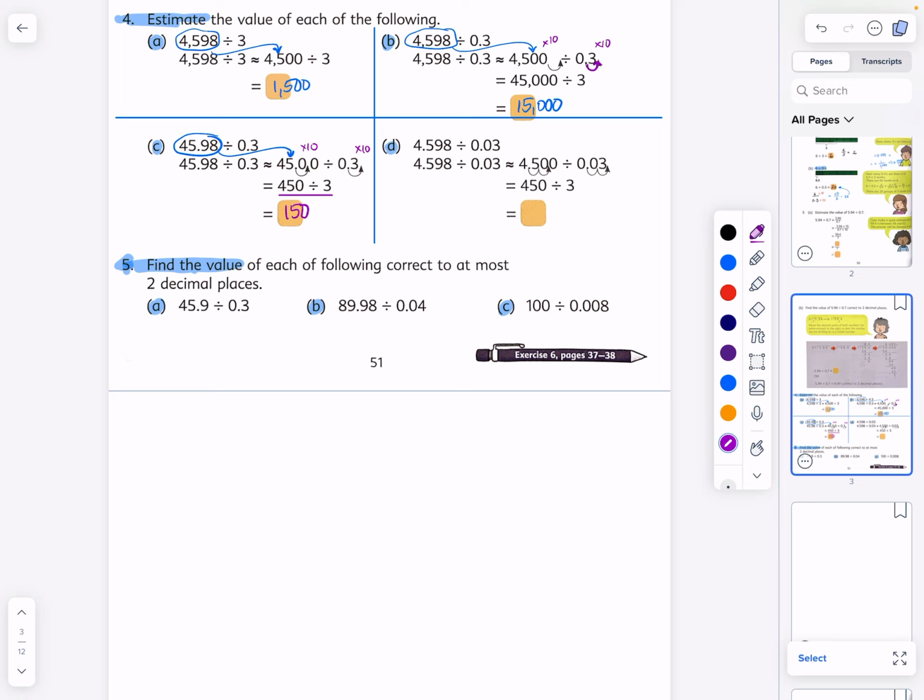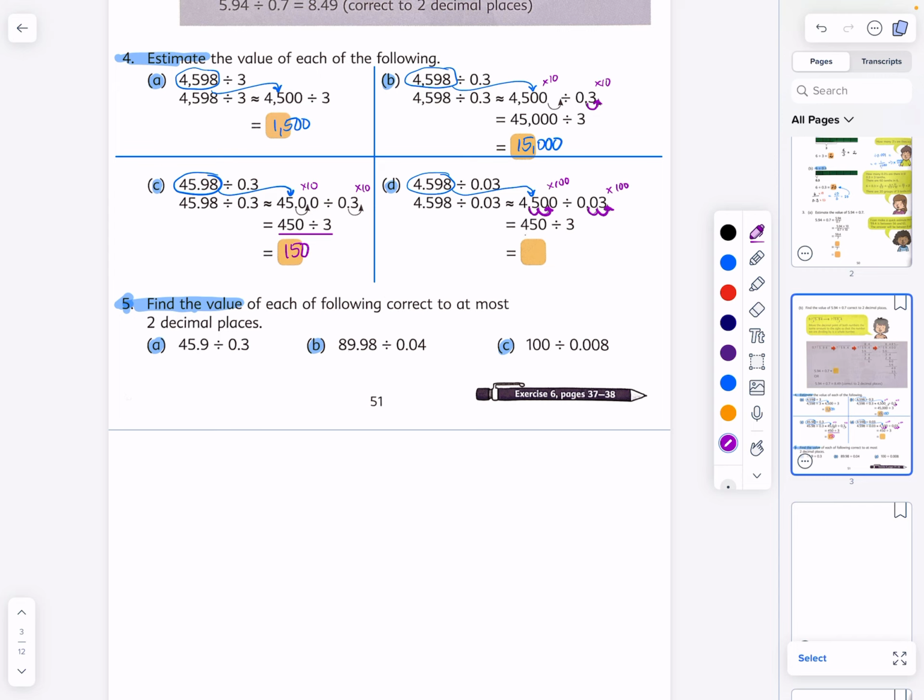And finally, 4.598, let's round it to 4.5 and divide it by 300ths. Again, to get rid of the decimal point in the divisor, let's multiply it 100 times, right? Let's move that decimal point to the right. What we do to the left, we must do to the right. You can even not think that you're multiplying. Just move the decimal point on both sides, and we come up with an equivalent statement. Again, 450 divided by 3, and the answer is 150.